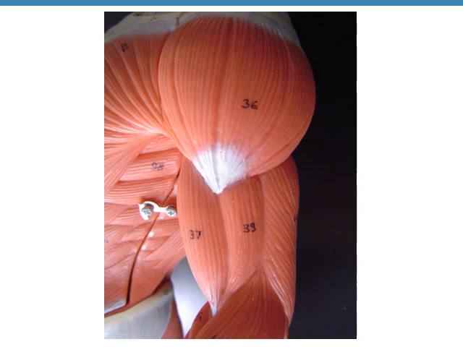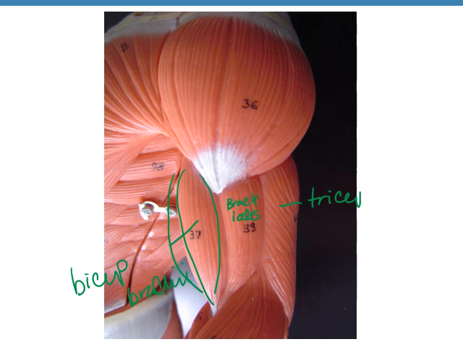This is another nice side view. So this is the biceps brachii. The other head is over here, but you can't see it with this view. This is the brachialis. And then this, we're going to learn, is the triceps brachii. So it's biceps brachii, brachialis, part of the triceps brachii. And then this, of course, is our deltoid.